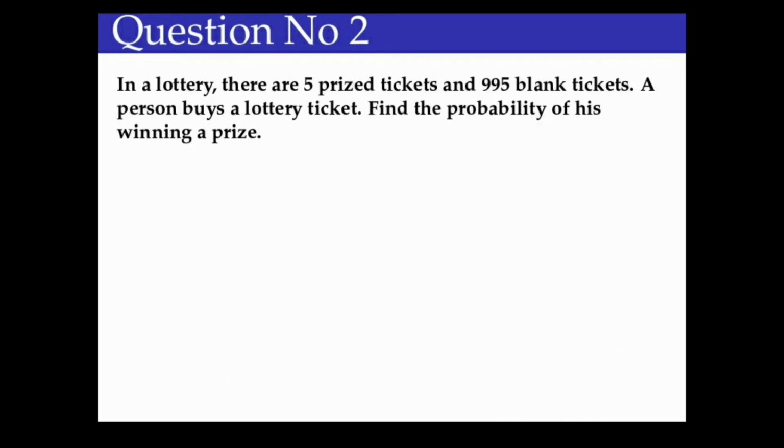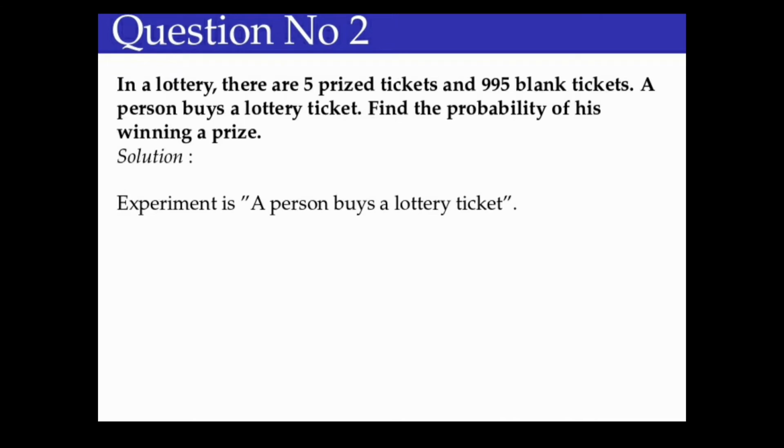So this is problem number 2. It says that in a lottery there are 5 prize tickets and 995 blank tickets. A person buys a lottery ticket. So what is the first step? The first step is find out the experiment. And what is the experiment here? A person buys a lottery ticket.